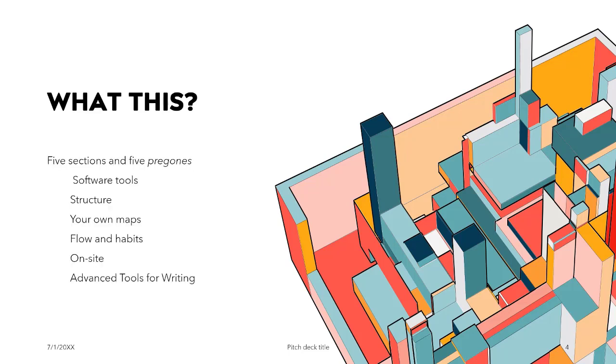What is this? 5 sections and 5 pregones, better known as pieces of advice. Software tools, structure, making your own maps, flow and habits, on-site, and then advanced tools for writing.